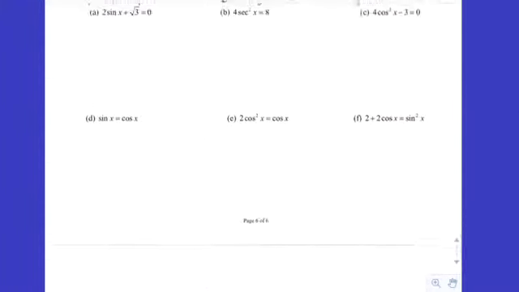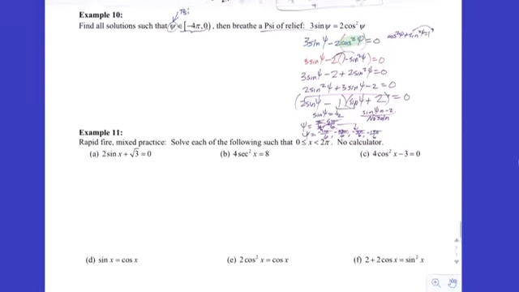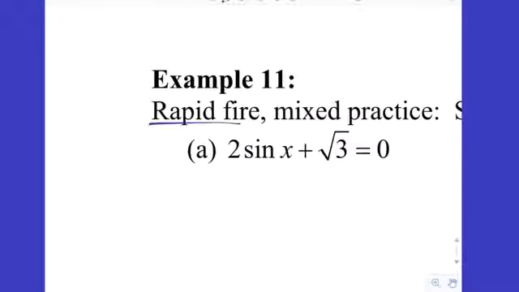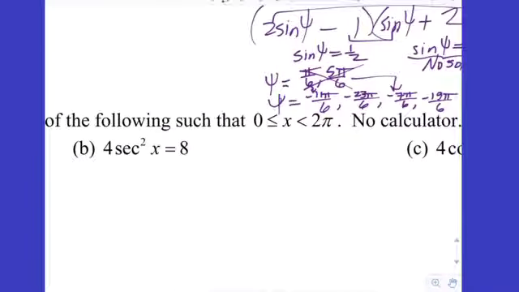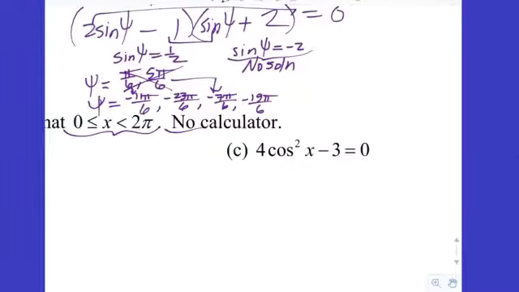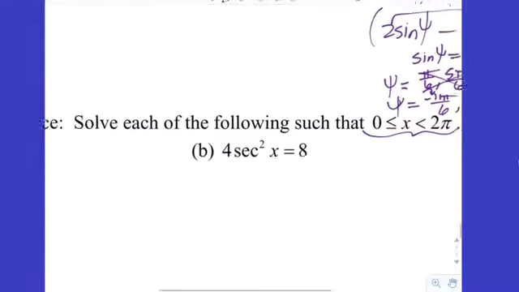Okay, now we're on the last section here. Example 11, rapid fire. Ooh, what does that mean? Yeah, and fast is such a relative term, I guess, right? Fast. Mixed practice. Solve each of the following between 0 and 2pi. No calculator, all right? In case any of y'all were trying to get the calculator out.